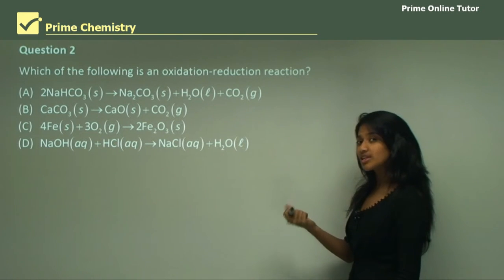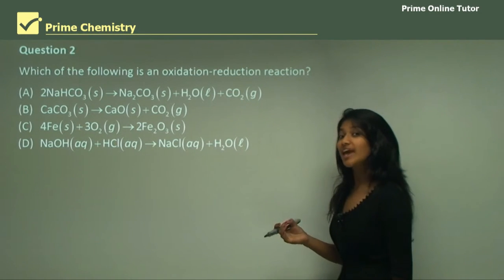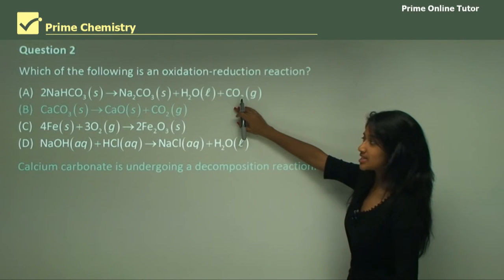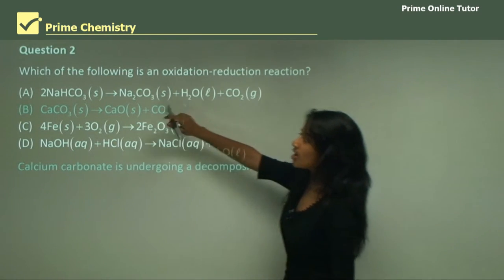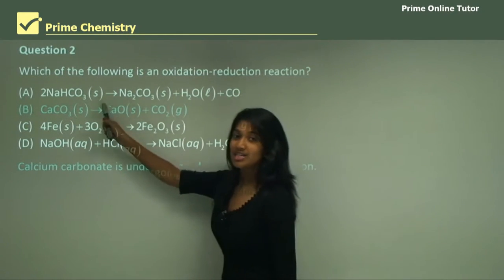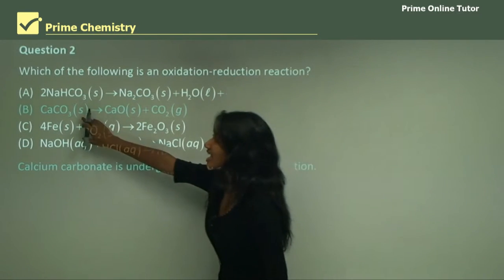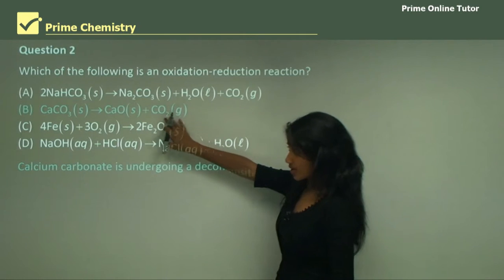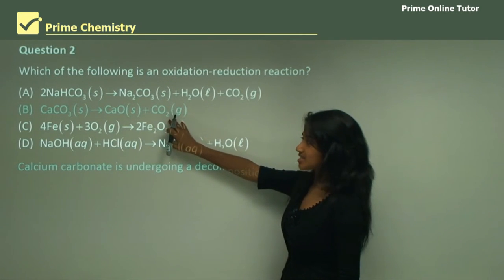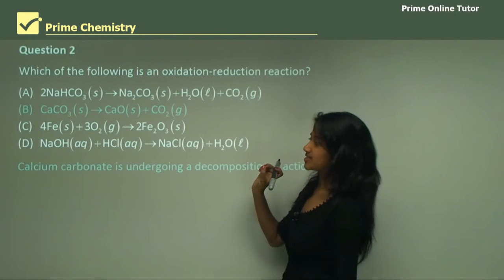So what are the things you have to look for in an oxidation and a reduction reaction? There's supposed to be an electron transfer. Now in our first reaction, there can't be an electron transfer because it is a decomposition reaction. So A is not the correct answer. Moving to option B, we have again a decomposition reaction happening. So option B is not the answer because decomposition cannot provide oxidation reduction reactions.